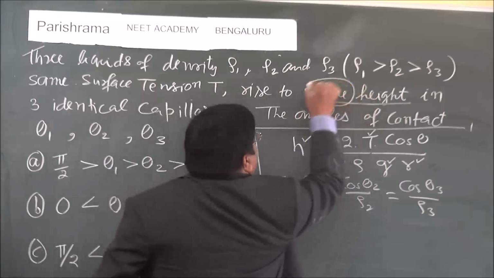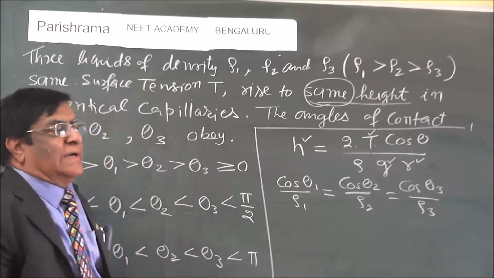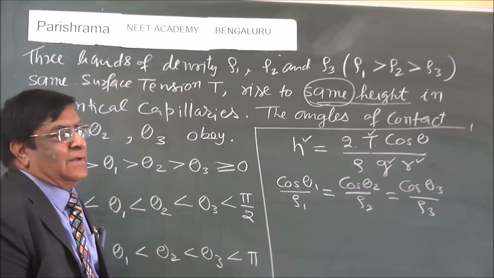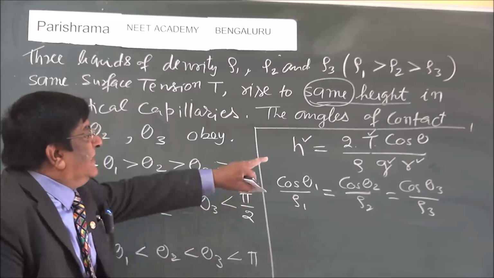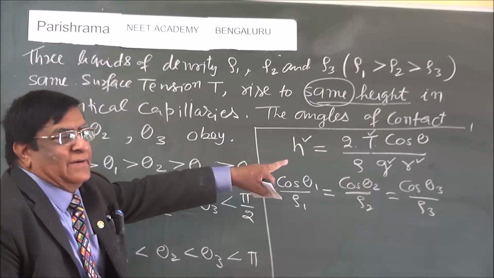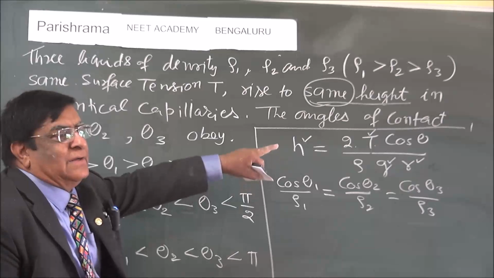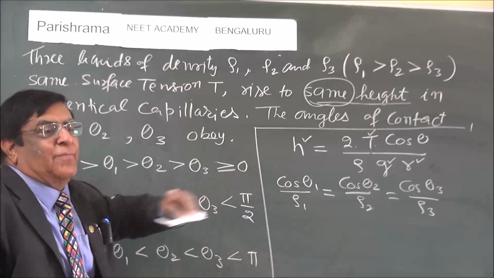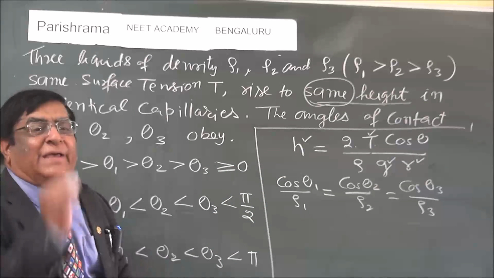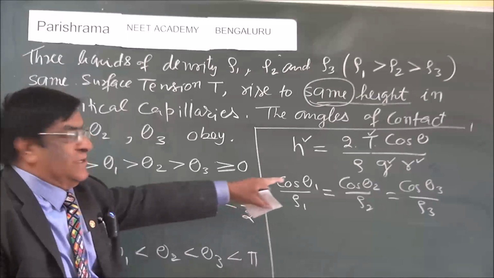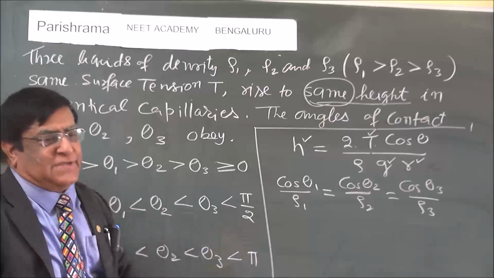See here. What is equal? Height, height, height. We write the height formula 3 times. What are the similar quantities? 2, G, R. What are the different? Theta and rho. So we make it theta 1, theta 2, theta 3, rho 1, rho 2, rho 3, and make equal. We got the equation. Right? Our half job is done.